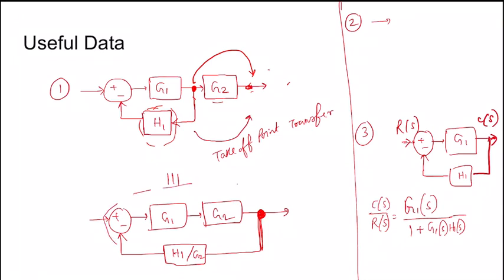Now the second block diagram reduction technique: if G1 and G2 are connected in series, in cascaded fashion, then the equivalent transfer function G(s) equals G1(s) into G2(s). And the third technique is that a system having negative feedback has the closed loop transfer function G1(s)/(1 + G1(s)H1(s)), where H1(s) is the feedback gain.